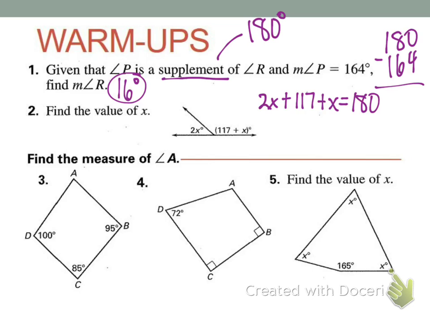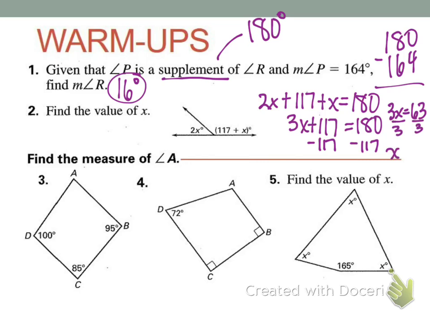Next thing we need to do, combine like terms. 2x plus x. So we have 3x plus 117 equals 180. Next thing, subtract the 117, 3x equals 63. I'm running myself out of space. 3x equals 63, last step. Divide by 3, x equals 21.